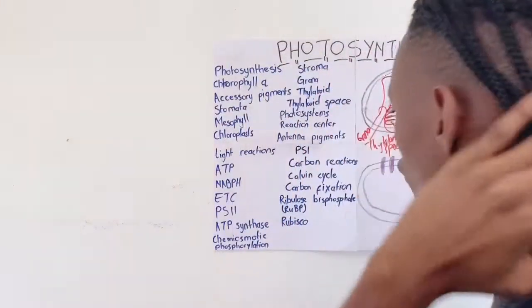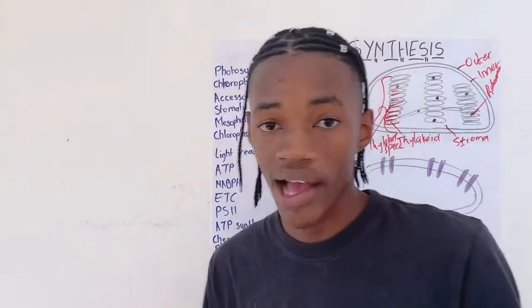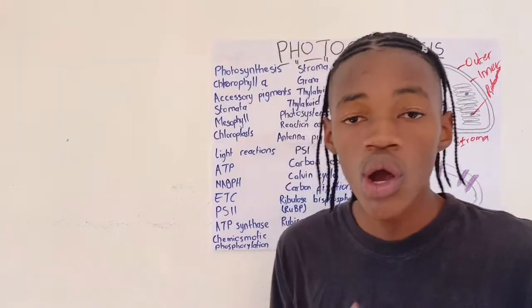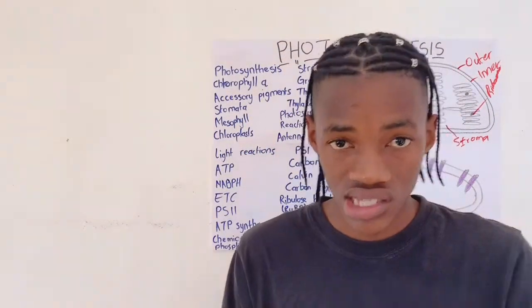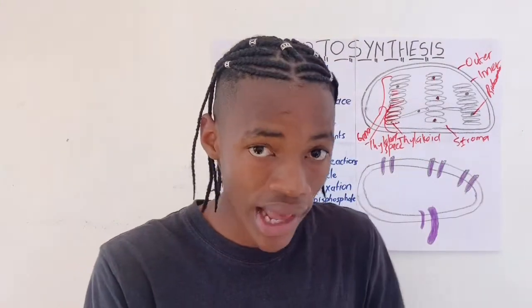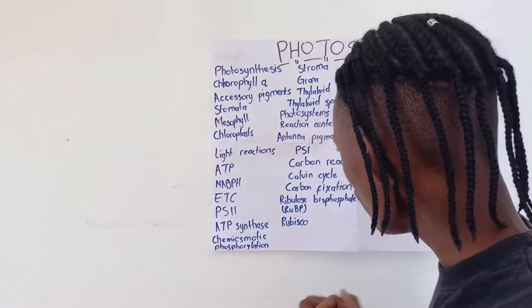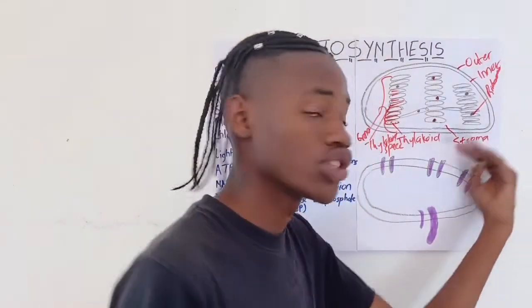Okay, and then we also have photosystems, whereby we have photosystem 1 and photosystem 2. Photosystems are pigment molecules that participate in photosynthesis, right? So we have photosystem 1 and photosystem 2. And so with that said, now we are gonna come into this diagram.